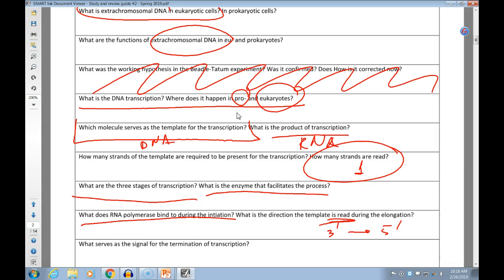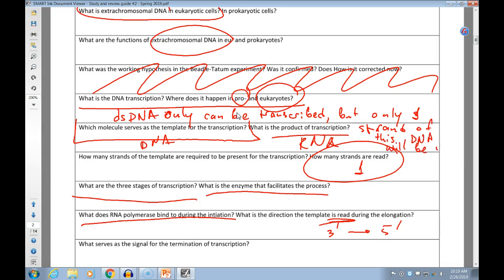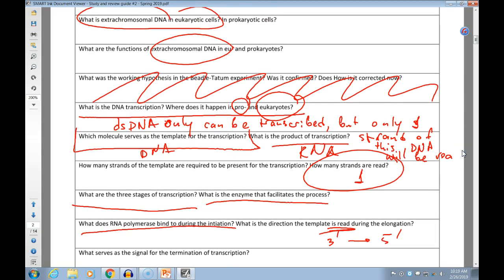You said for the previous question, how many strands of the template are required? So, double-stranded DNA only can be transcribed, but only one strand of this DNA will be read. Did I clarify? Good.